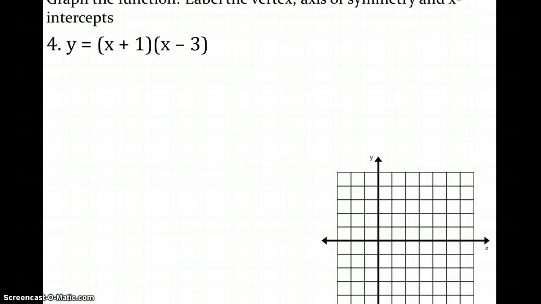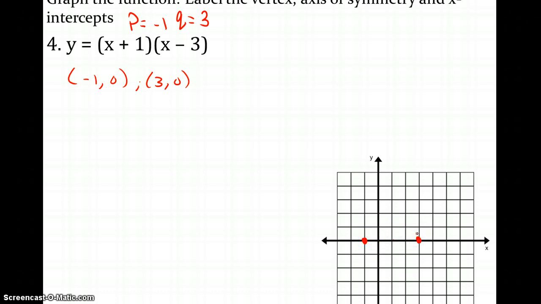Alright, so let's find our p and our q for number 4. What would my p be, Miss Bontempo? Your p would be negative 1, because it's a positive x plus 1. And the q is going to be positive 3. Alright, so I like to write these as coordinates. So this would be (−1, 0) for the first x-intercept and (3, 0) for the second one. Let's go ahead and graph that: (−1, 0) and (3, 0) as well.